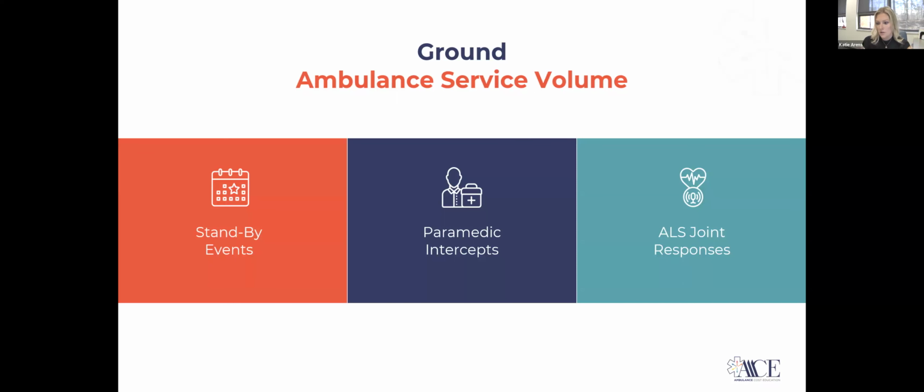Because that would be a ground ambulance transport and then paid ground ambulance transport. Something to note is throughout the tool, you want to make sure you're not duplicating data that you're providing or duplicating numbers. If you already reported it in your total volume, then you don't necessarily want to be reporting it here as well.